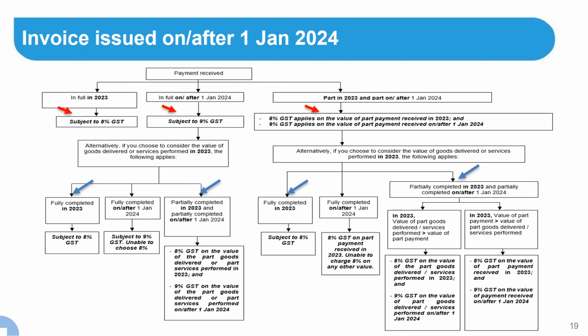You will also notice in the flowchart that under certain scenarios, as indicated by the blue arrows, the business has an option to choose whether to consider the value of goods delivered or services performed before the rate change date for the purpose of determining the transaction value and corresponding GST rate to apply. We will now move on to cover each of these limbs in the flowchart in detail.